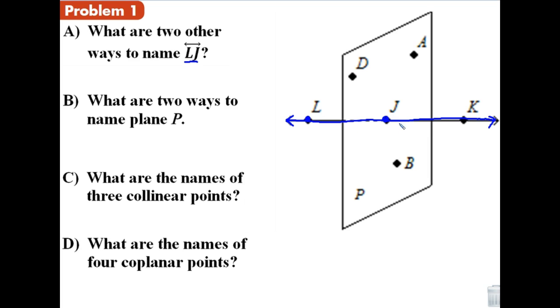There's a couple ways we can name it. First off, I could just flip the letters. I could say this is line JL. Notice I draw my line symbol above that. Or I could pick a different point on the line to use, such as K. So I could also call this line JK.